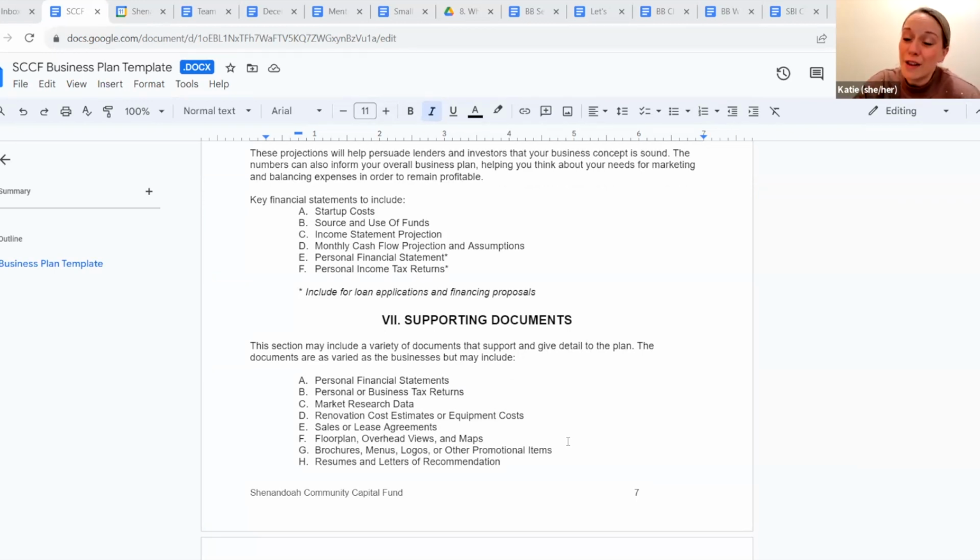Remember, don't throw everything at the plan unless it's really helpful, right? Is it relevant to the content? Is it relevant to what you're applying for? So yeah, it should just support what's in the plan, right? And the goal of the plan, okay? So, if a draft blueprint is available, but the plan is about securing funding for inventory, including the blueprint is not really helpful, right? Because it's not really serving the purpose of the business plan.